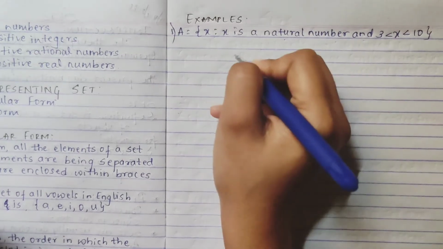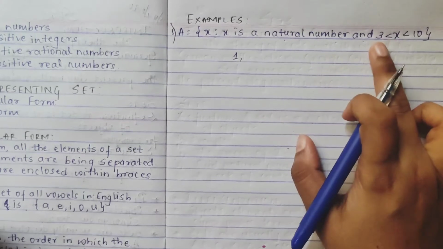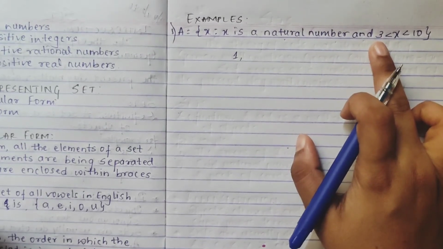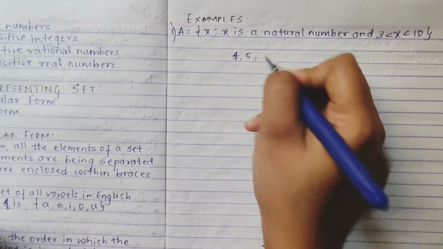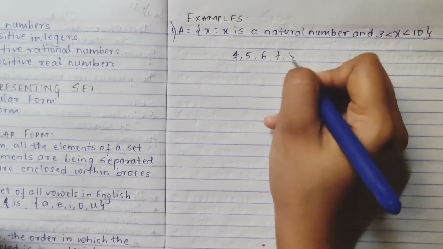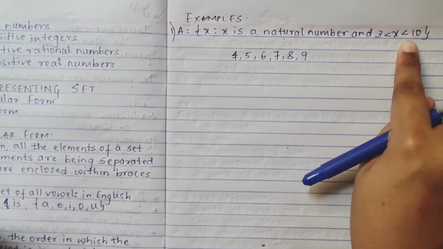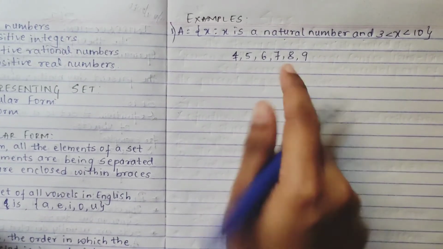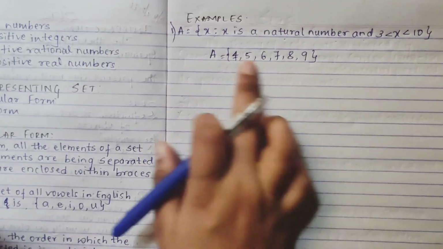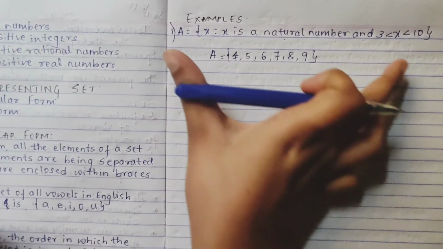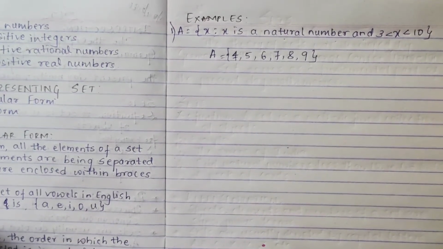So what will it be? 1, I can't take, it should be greater than 3 they are telling, so 1 doesn't come, neither does 2 come, so it starts from 4, 5, 6, 7, 8, 9. It is telling greater than 3, less than 10. So 4, 5, 6, 7, 8, 9. This one I can write as A and take your braces. This is in your roster form. This was given in your set builder form and you have written it in your roster form. Understood how you have to do it?